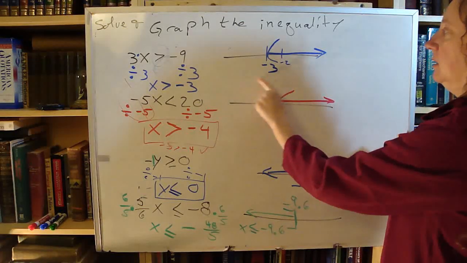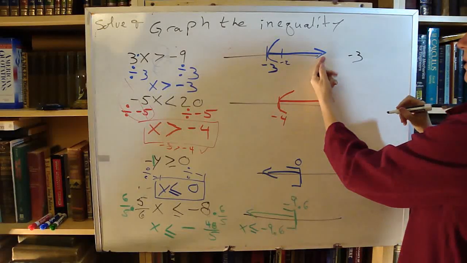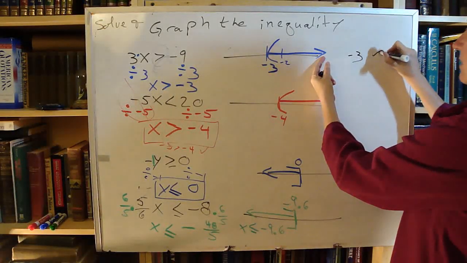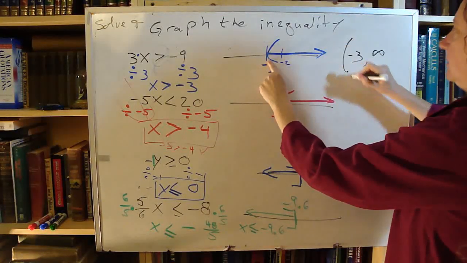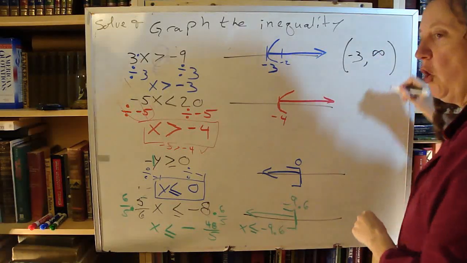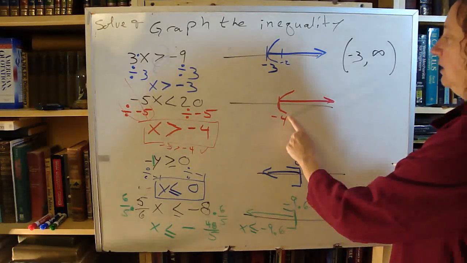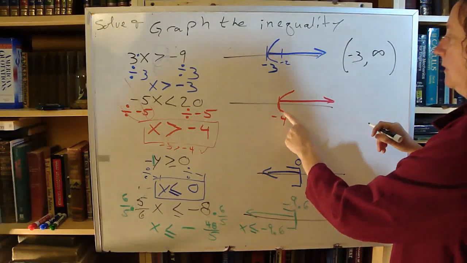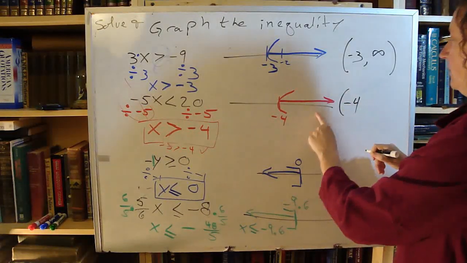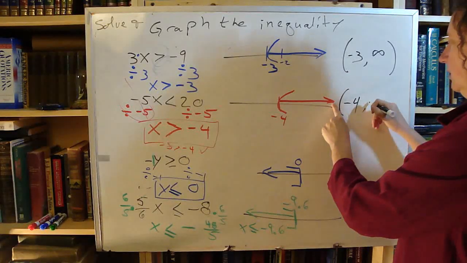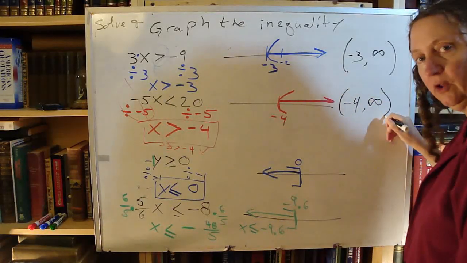So for this top one here, it starts at -3. It ends with the arrow, which means it goes all the way to infinity. It starts with the parentheses, and infinity always gets the parentheses. Second example. It's starting with the parentheses. Starts at -4. Ends with the arrow, so that means it's going all the way to infinity. And infinity always gets the round parentheses.